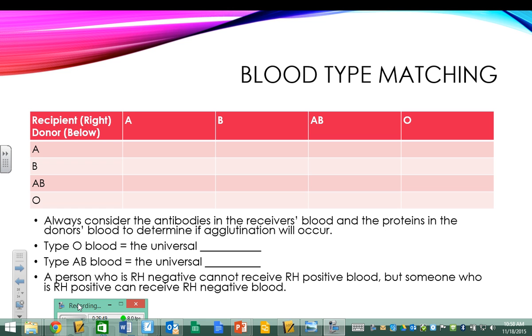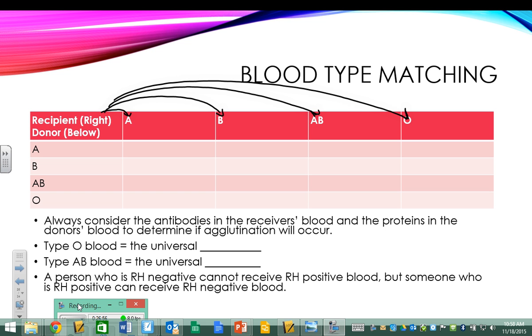Now, if you look at this, I'm showing the recipient here. So these are the blood types of the person receiving the blood. The donor is here. And the way you determine if blood types match is that you consider the antibodies in the receiver's blood and the proteins, so the surface proteins, in the donor's blood.